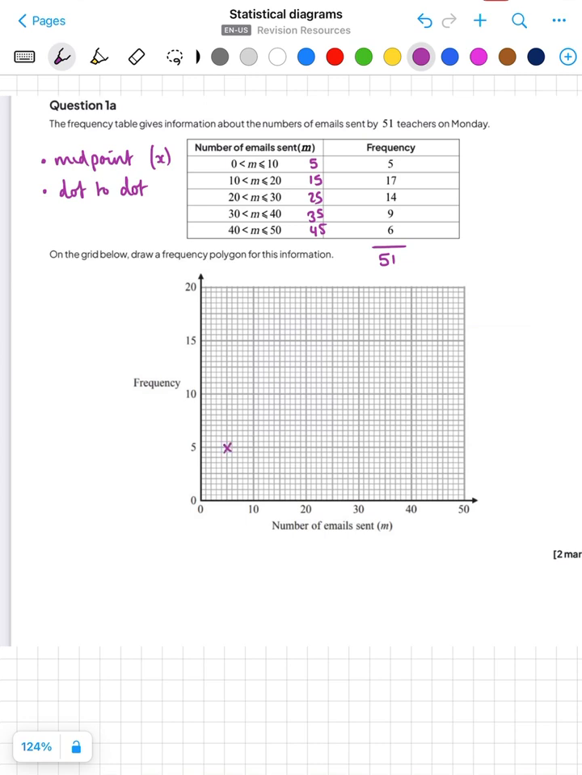The midpoint of the next group is 15 and the frequency is 17. So that's 15, 16, 17. 25, 14. 35, 9. 45, 6. Then we join each of these points up with straight lines. So use a ruler to join each point with a straight line. And that is what a frequency polygon looks like.